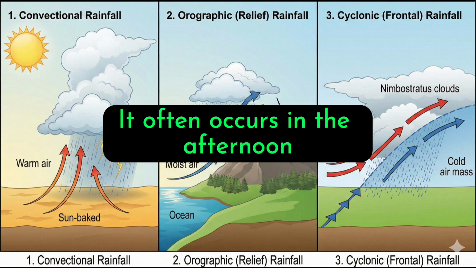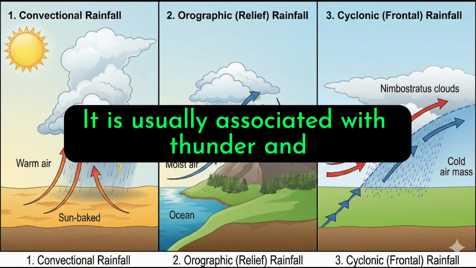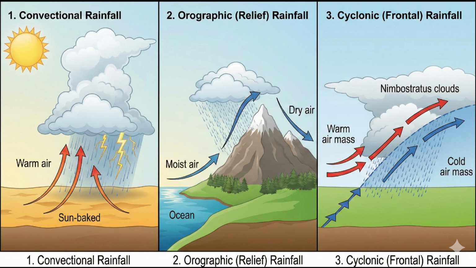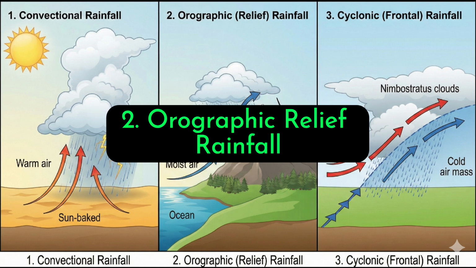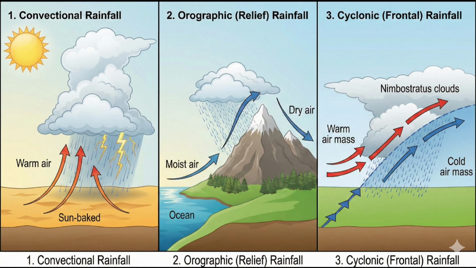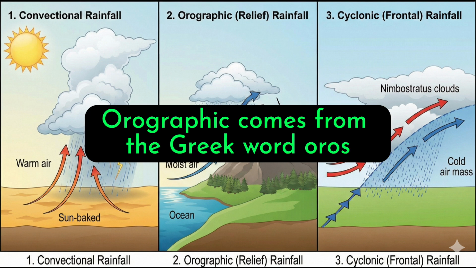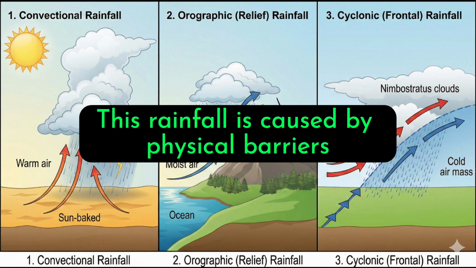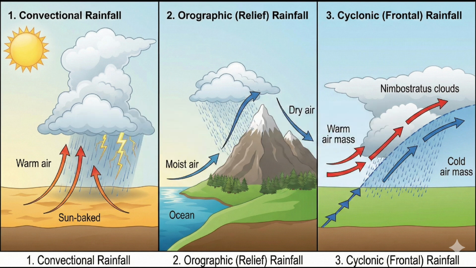Characteristics. It often occurs in the afternoon. It is usually associated with thunder and lightning and falls as a heavy, short-lived downpour. 2. Orographic relief rainfall. Orographic comes from the Greek word oros, meaning mountain. This rainfall is caused by physical barriers like mountains or hills.